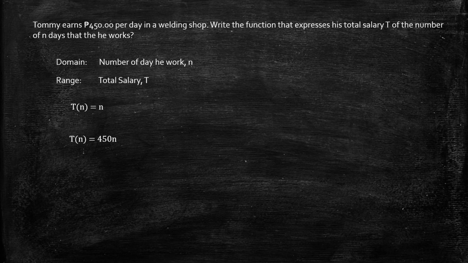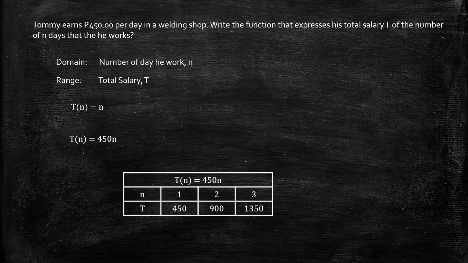So if we write that in a table form, okay, so T sub N or T function of N, that is equal to 450. So meaning kung 1 day lang ka nag-work, na kay 450. Kung 2 days ka nag-work, na kay 900. Kung 3 days ka nag-work, na kay 1,350. So class, that is how function works.